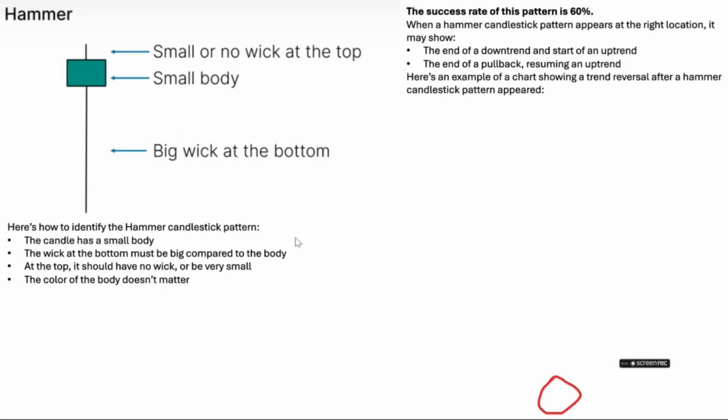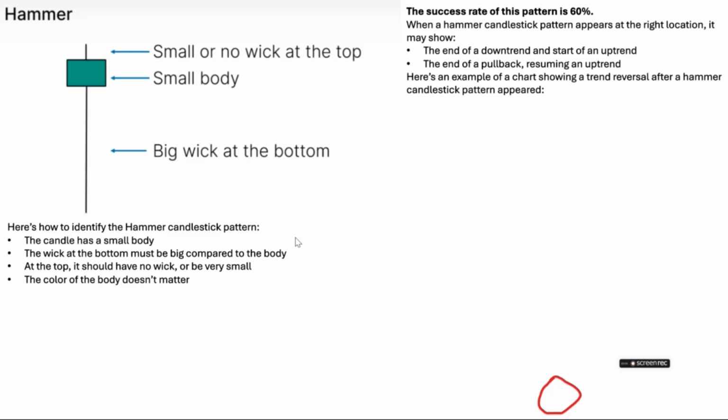Alright, first up, let's talk about the hammer. This little guy has a super unique shape. It's got a small body at the top and a long wick downward. Picture it like a hammer in a toolbox waiting to pound out those low prices.